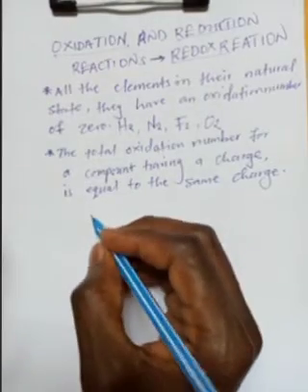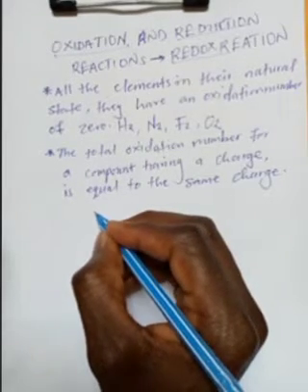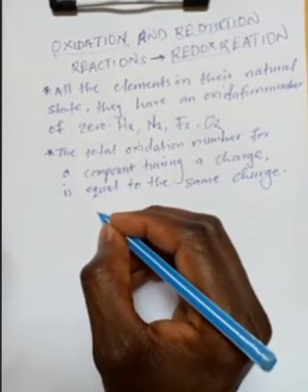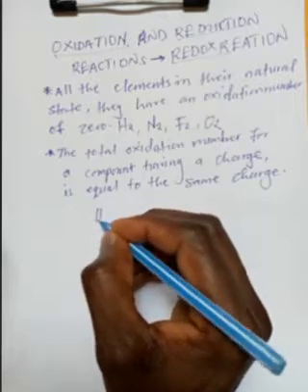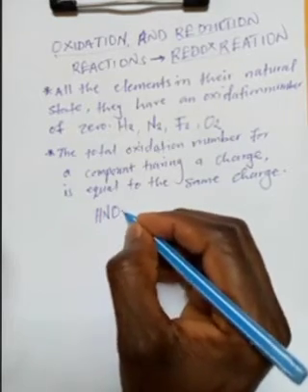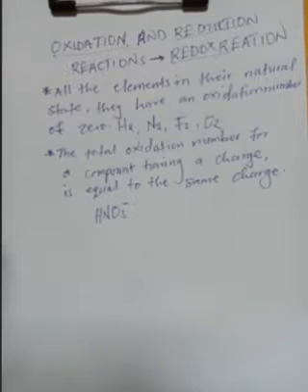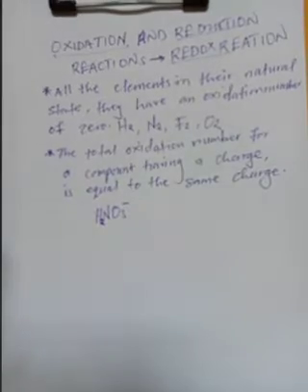We can have something like this. Suppose we have, okay, I'll write it like this. This is what we call nitric acid, HNO3. I have to put a 3 somewhere there. This is what we call nitric acid.